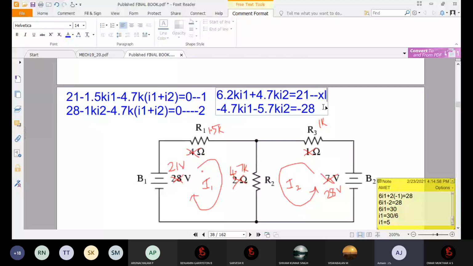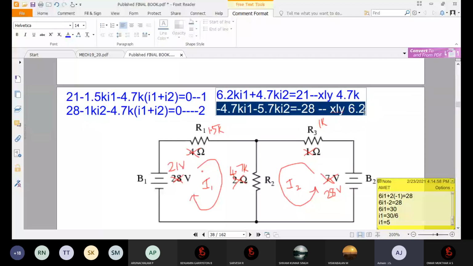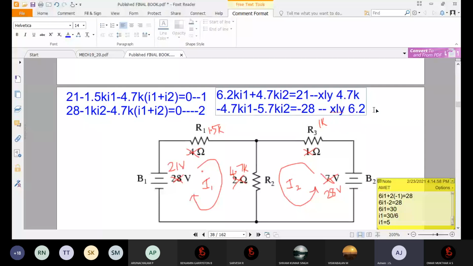So this equation should multiply with how much? 4.7. And this equation you should multiply with 6.2, right? So your I1 will get cancelled. Sorry, it should be like 4.7k, and this should be like 6.2k. It becomes complex now, guys.